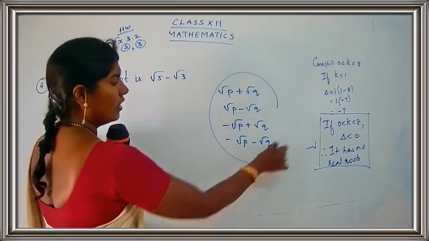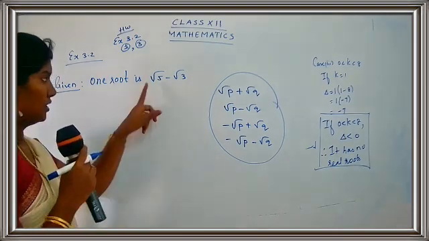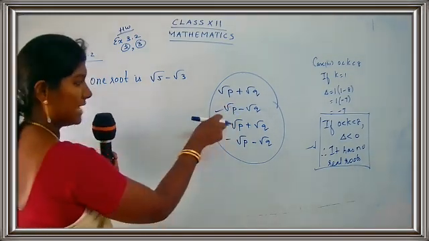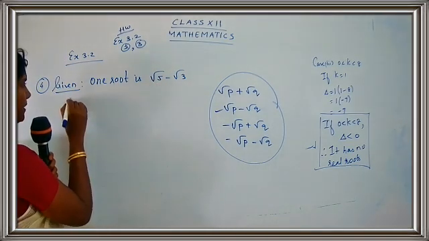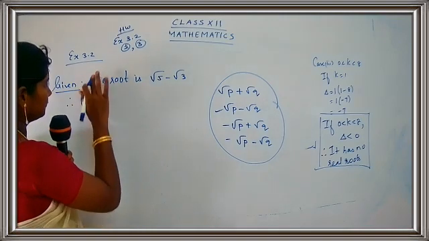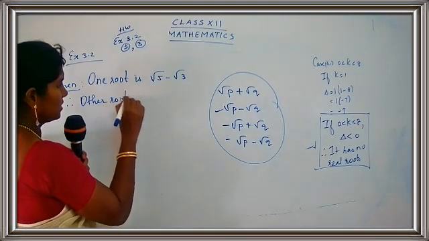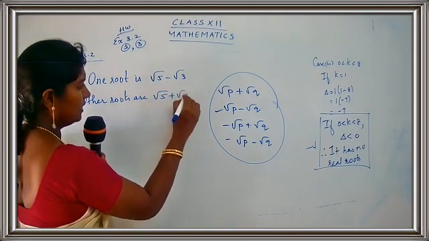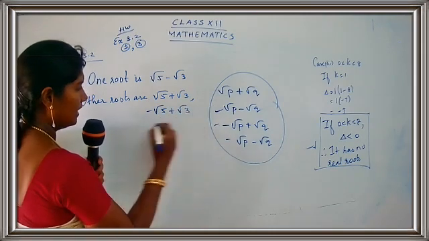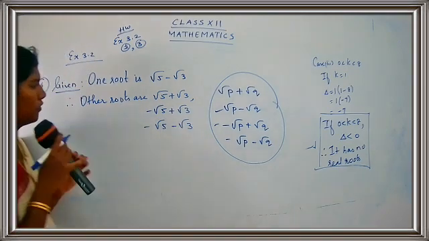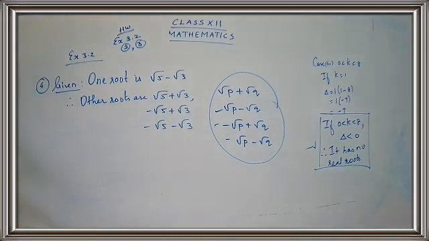So these are the different forms of writing the roots. So we have root 5 minus root 3. They have given you the second form. So let me complete the remaining roots. Given one root is root 5 minus root 3, therefore other roots are root 5 plus root 3, minus root 5 plus root 3, and minus root 5 minus root 3. So I have found the remaining roots also.